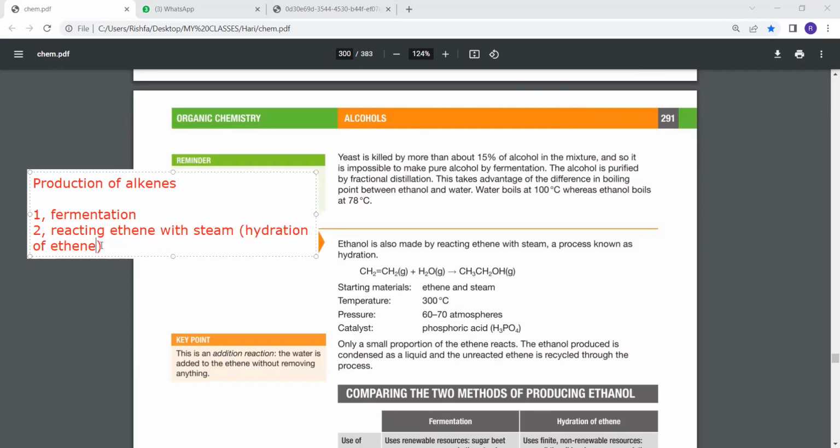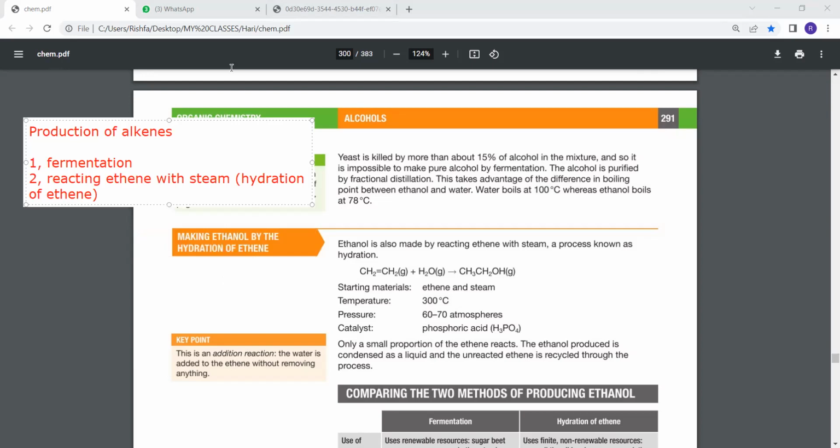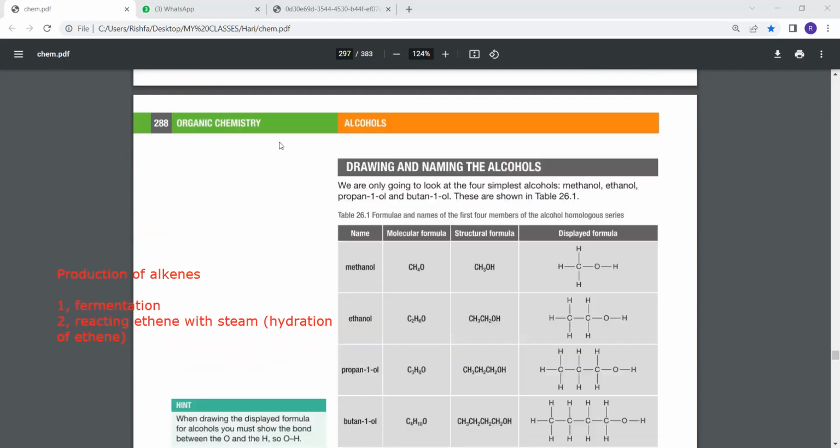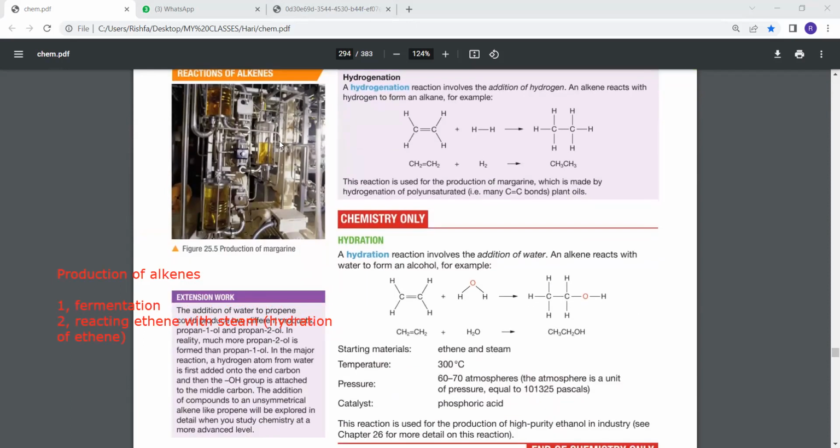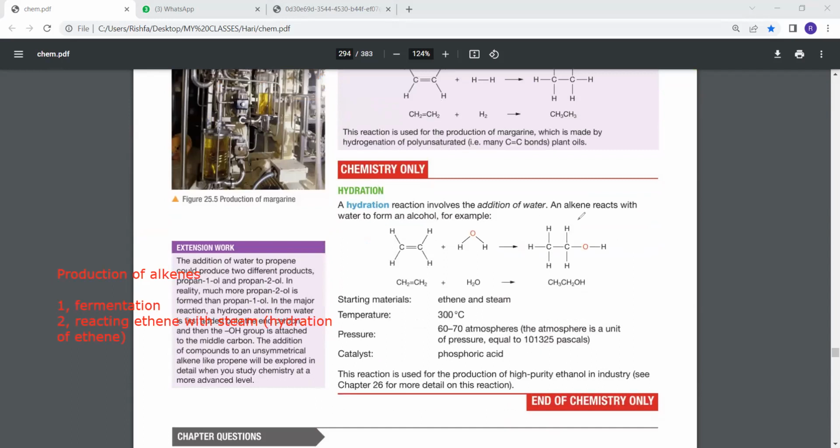We are familiar with the second type of reaction, no? Reacting ethene with steam or with water. Now see, alkene reacts with water to form alcohol. They have said water here, but see, the condition is steam, okay? Go with steam, addition of water, but make sure when you're writing it with the physical state under the alcohol question, just go with steam, okay?